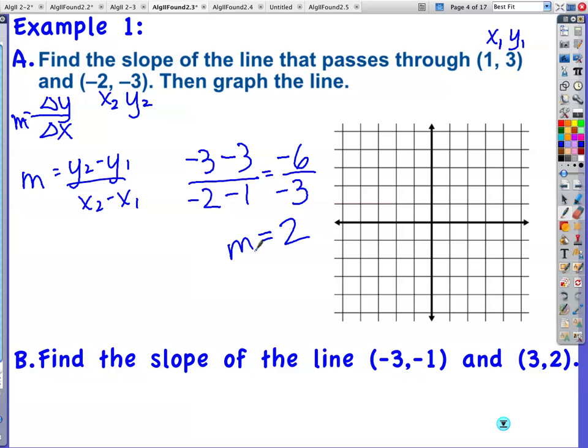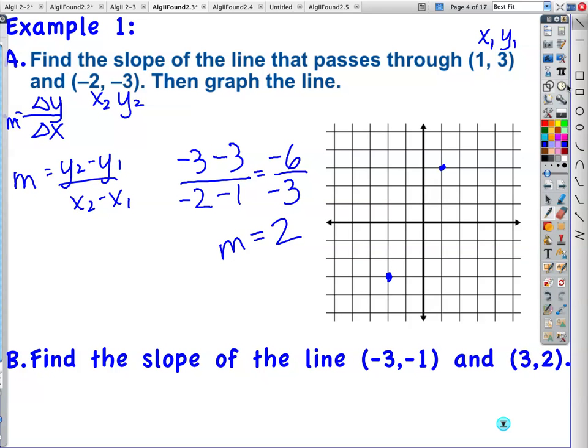They want us to graph the line. Let's go ahead and actually put this on the graph. (1, 3). Got it. (-2, -3). Got it. Now let's go ahead and make our line. Once again, I'm going to try to make a straight line, and once again, I should have arrows on the end of it, but here I go.